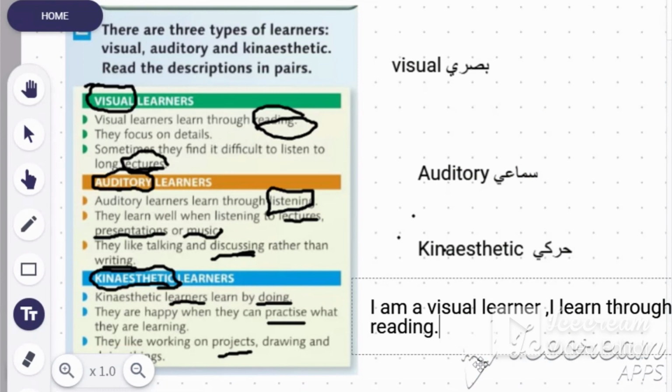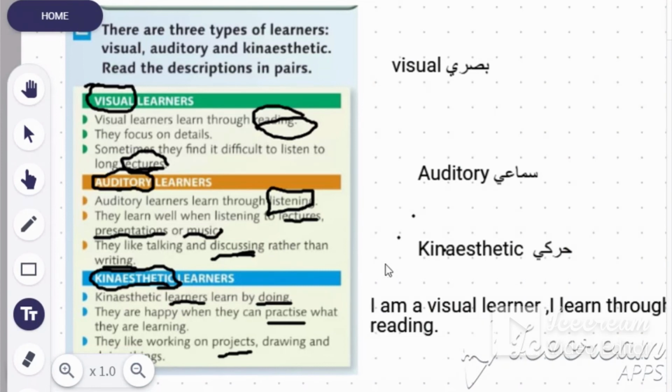Now you will write a sentence about you. Tell me what type of learner you are. If you are an auditory learner, you like to listen. So you will tell me, I am an auditory learner. I like listening. If you are a kinesthetic learner, you will tell me, I am a kinesthetic learner. I learn by doing, or I like drawing, or I like making projects. Okay? Now you'll tell me what type of learner you are by making this sentence.